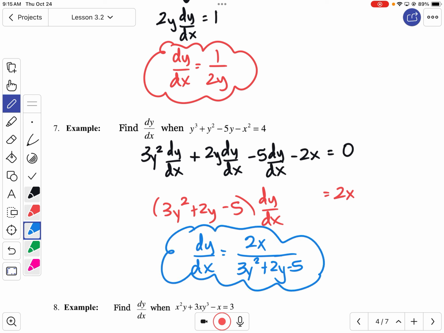Okay, so implicit functions require an x and a y typically to find their tangent slope. That's why you're going to have x's and y's together when you get the derivative, okay?